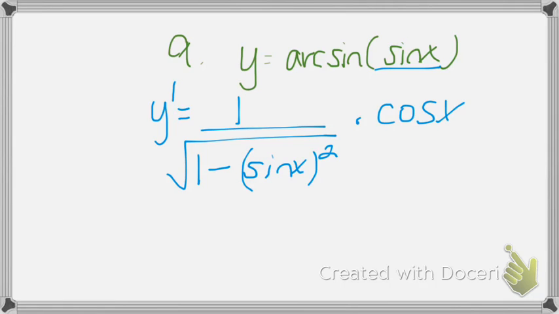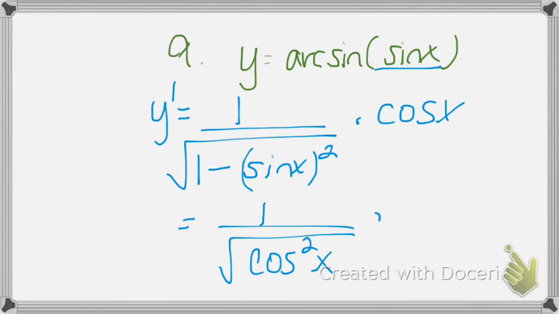Now, I want to tell you that this will simplify. 1 minus sine squared of x is the same as cosine squared of x. And that comes from that Pythagorean identity I showed you last week. The square root of cosine squared of x is cosine of x, so you get cosine over cosine, which is 1. Now, you really don't have to do that whole process. I just wanted to sort of show it to you just so you could get more practice with arcsine.